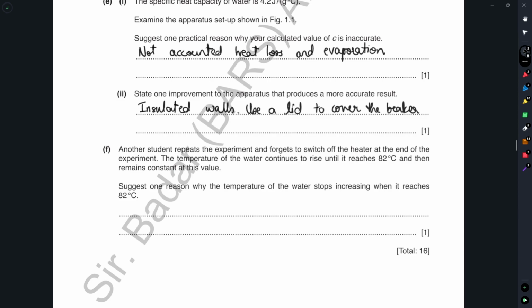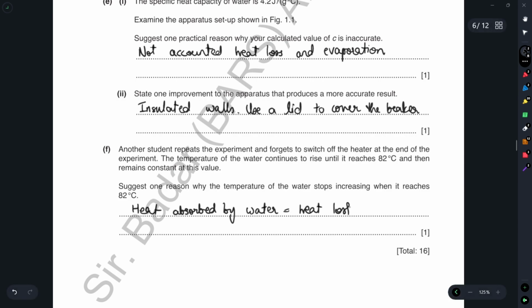The temperature of the water continues to rise until it reaches 82 degrees Celsius and then remains constant. तो जाहिर सी बात है, heat absorbed by water must be equal to the heat lost. It would be equal to what? Would be equal to heat lost.